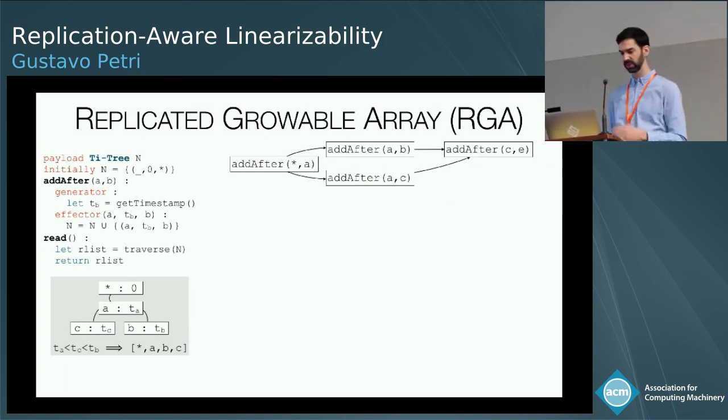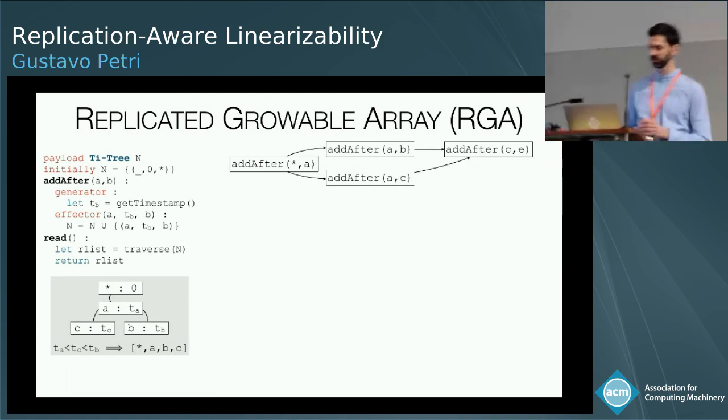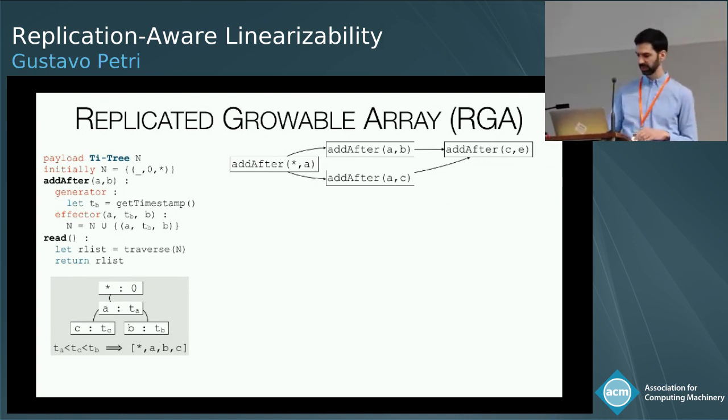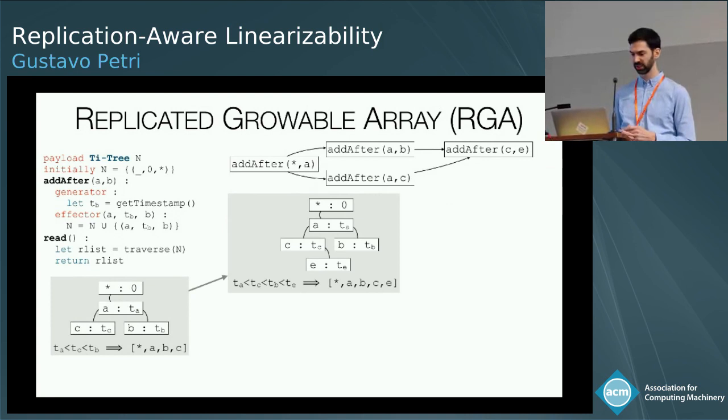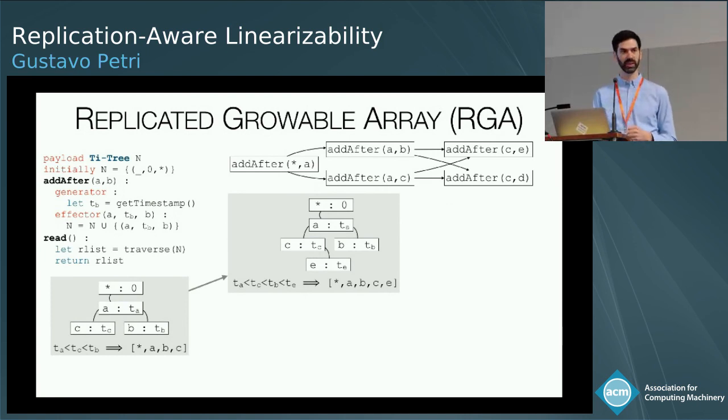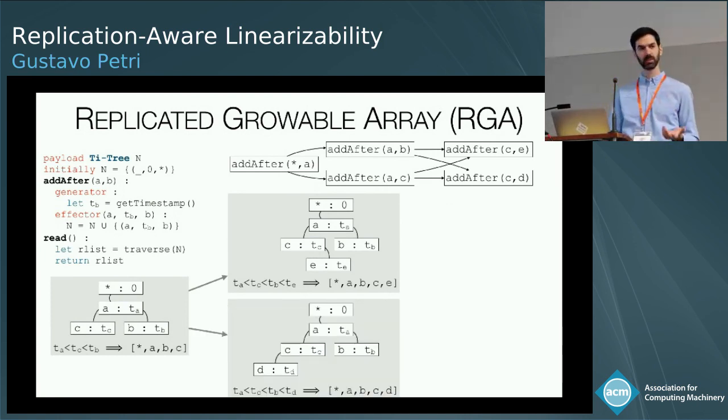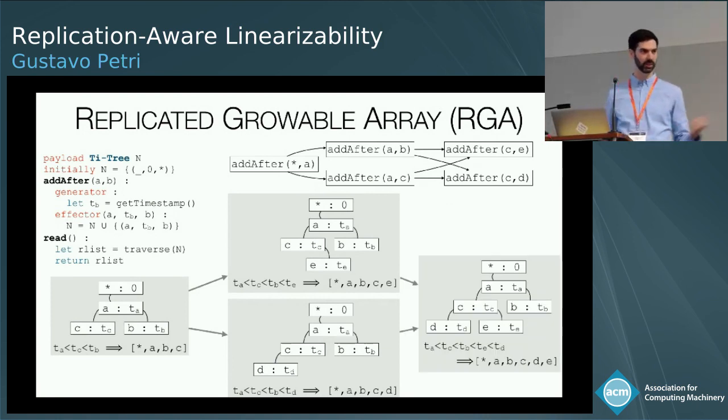Let's say that now from this state, we add E after C. What that's going to do is add a node following from C with a timestamp that is greater than any other timestamp that we had so far. We do the same thing on the other branch. We add D after C, same thing. We add D as a child of C with a timestamp that is greater than any other timestamp. And now to reconcile the two states that have diverged, we're just going to overlap the trees. Because we know that the timestamps are totally ordered, we get some resolution. In particular here, I chose to have TE be lower than TD, so we get A, B, C, D, E.